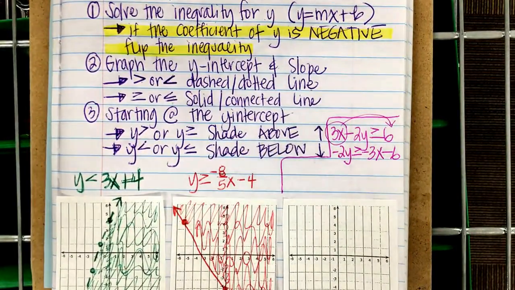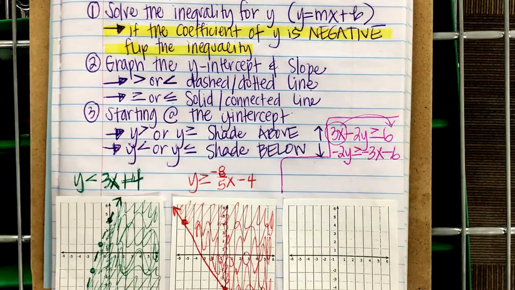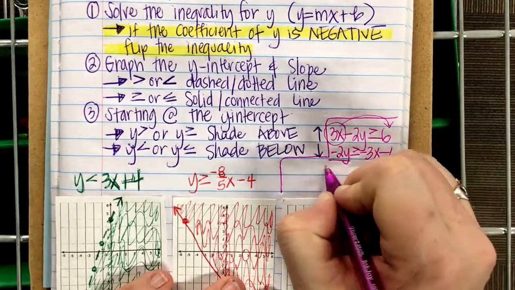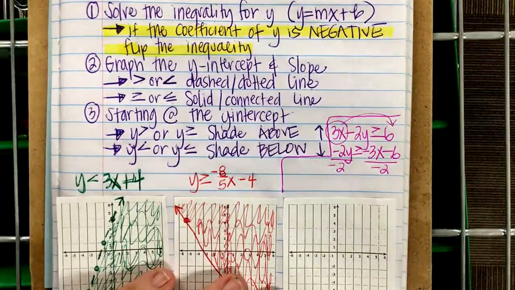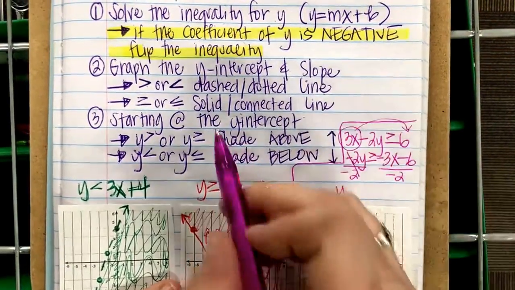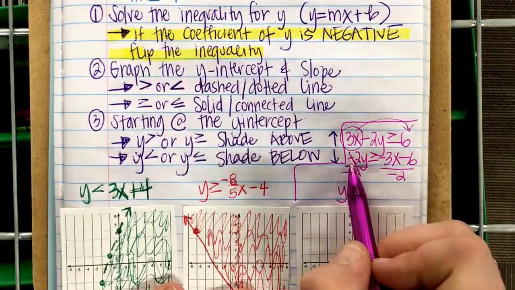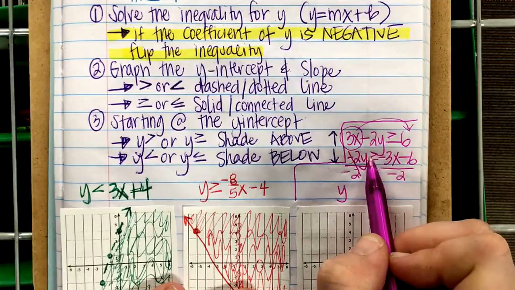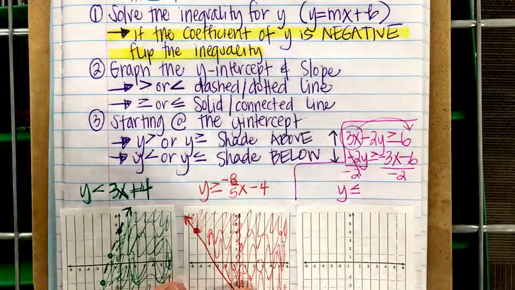Is y alone now? No, what's with the y? -2, correct? So I need to divide by -2. So y, and ladies and gentlemen, the coefficient of y was negative, right? -2. So instead of it being y is greater, I'm going to have to flip it to y is less than.